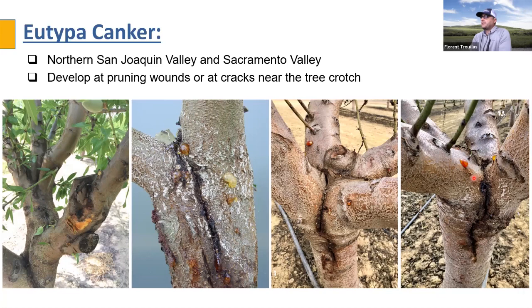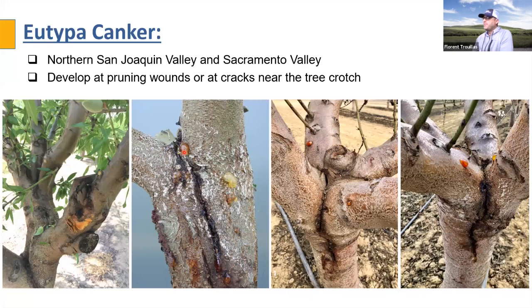Eutypa is a rare disease of almonds, but there have been several cases where we have diagnosed the problem. Again, the problem will often be diagnosed from Merced to the heart of the Sacramento Valley and the Central Coast. The Eutypa canker is caused by Eutypa lata. It's a well-known pathogen of stone fruits, apricots, and grapes. And again, it can develop at pruning wounds on trees made from scaffold selection.